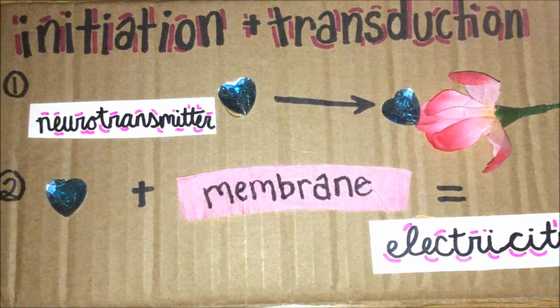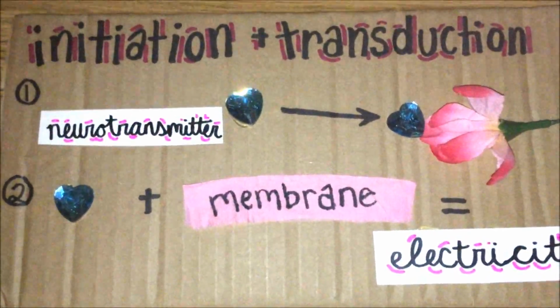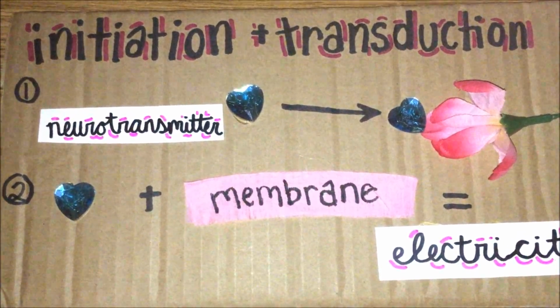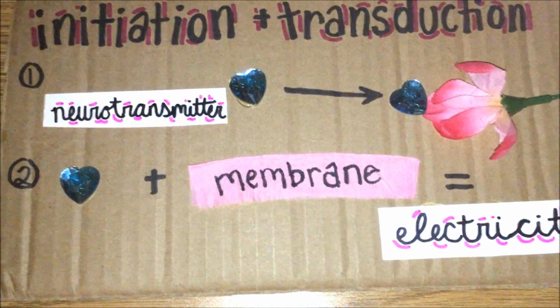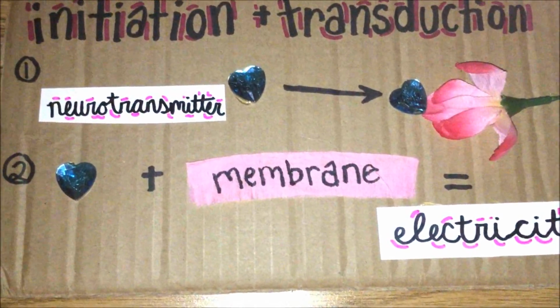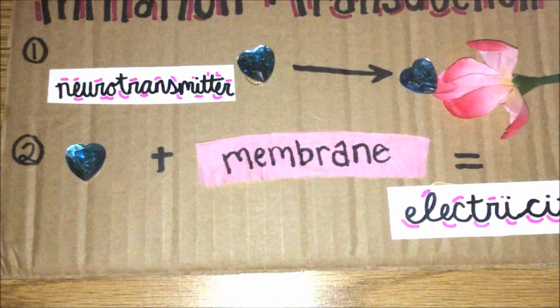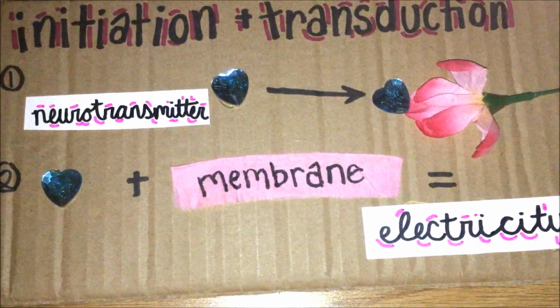Step 1, initiation and transduction. Here's how it all begins. The little jewel here, or the neurotransmitter, is so captivated by the beauty of the dendrites' receptors that it goes over to the receptors and hits on them. While the neurotransmitter is hitting on the receptors, the channels within the membrane of the dendrite produce electricity. But how?